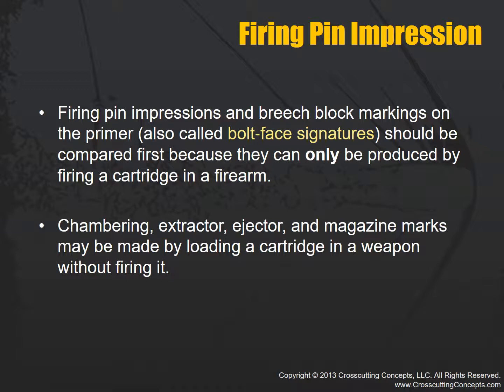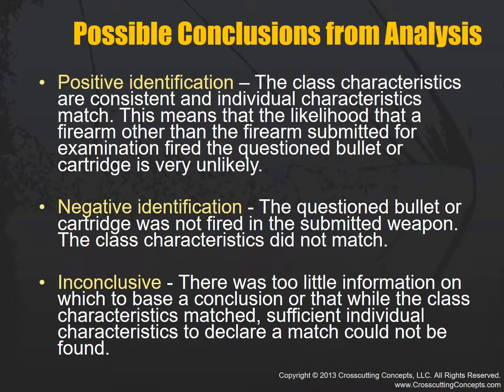All right, firing pin impressions and breech block markings on the primer, also called bolt face signatures, should be compared first because they can only be produced by firing a cartridge in a firearm. Chambering, extractor, ejector, and magazine marks may be made by loading a cartridge in a weapon without firing it. So you can get other markings without even firing it.